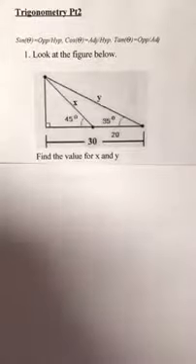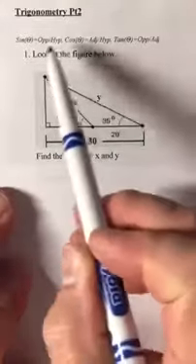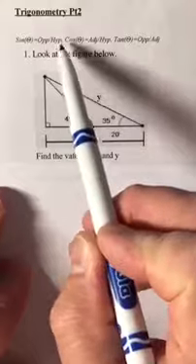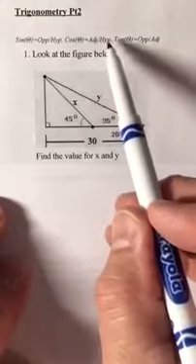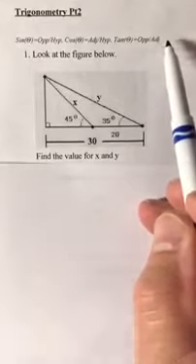Trigonometry Part 2. Problem number 1. Continuing using trig functions. You can see up here, I've got them listed again. The trig functions you need to use. Sine uses opposite over hypotenuse. Cosine uses adjacent divided by hypotenuse. And tangent uses opposite divided by adjacent.